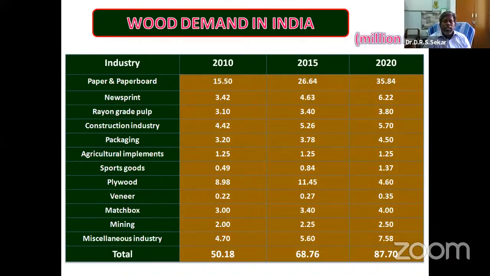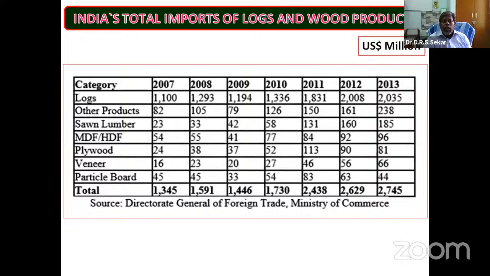We have multiple industries depending on the forestry sector, like paper and board, newsprint and rayon, grade pulp, construction industry, packaging industry, agriculture implements, sports, plywood, veneer, safety matches, mining, and miscellaneous industries like artisans, like the tie makers. All those industries are totally dependent on the forestry sector. In this scenario, look at the kind of imports we made, in US $1 million. In the year 2013, we imported around 2,745 million US dollars of wood logs from various parts of the world.